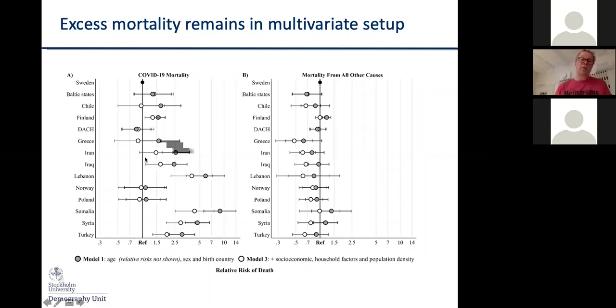But then we turn to our main focus, which is COVID-19 mortality. And there you can see that it is much, much higher among almost all immigrant groups. There are a few exceptions. But immigrants from Finland, and particularly from the Middle East and from Africa, have much, much higher mortality. And when we control for the socioeconomic composition, the household factors, and the population density of the area, then almost half of the excess mortality can be explained, but there is still a very high excess mortality that cannot be explained by the data that we have at hand.